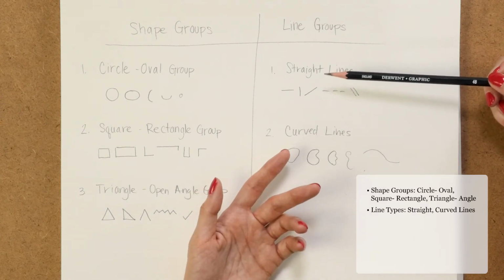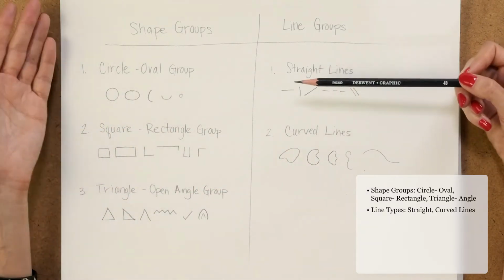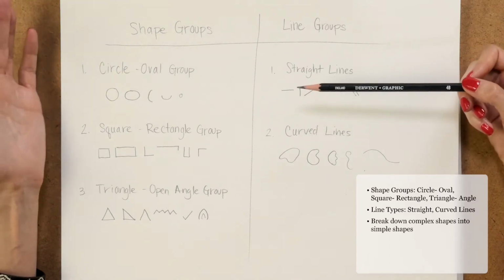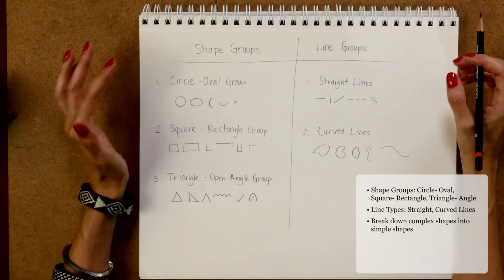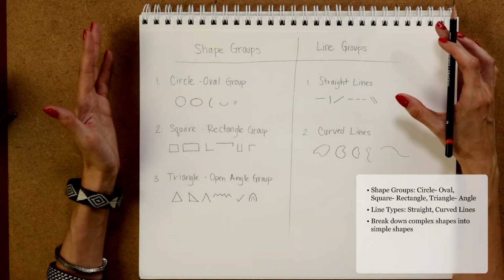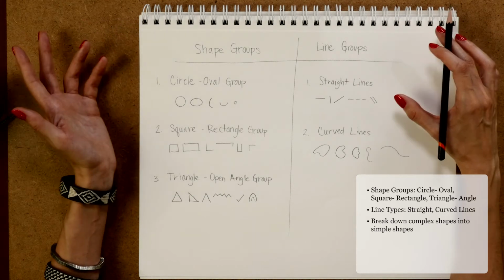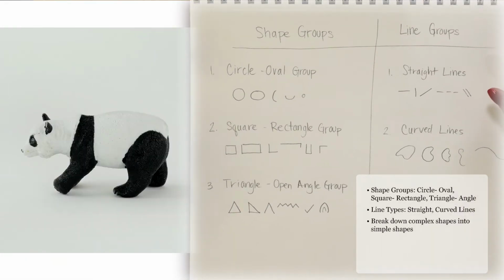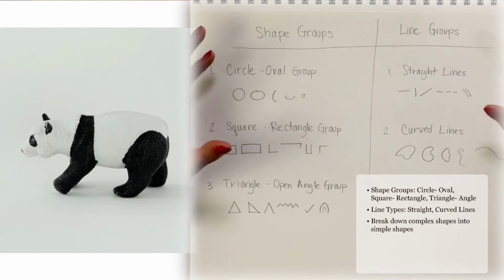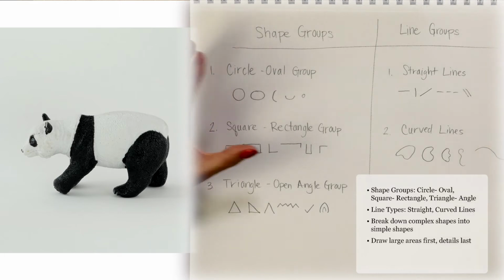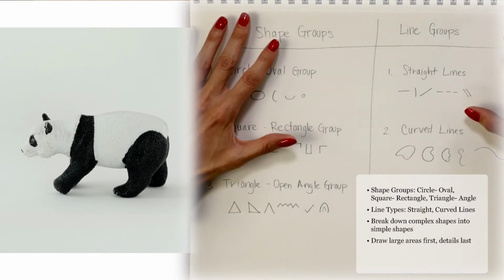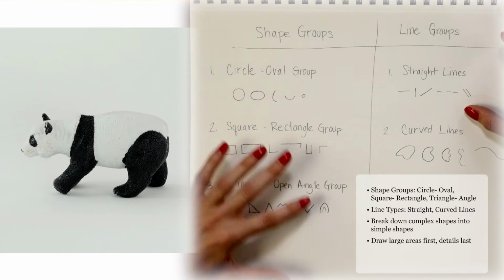Next, what I want to show you is how to use these shape groups and line groups to draw an object, and I'm going to draw a panda bear for you. When using shape and line groups, the first thing that I want you to do, and I'm going to use this example of a little panda bear toy over here, is draw the biggest parts first, and then the medium parts, and then we'll add the details, but we're going to be looking for our shape groups first with the largest parts.